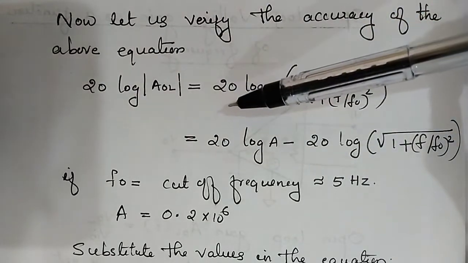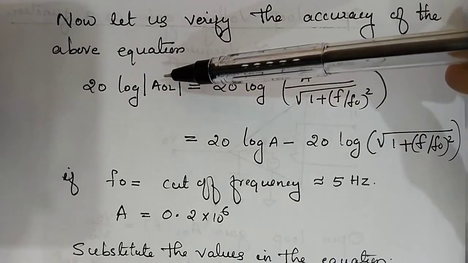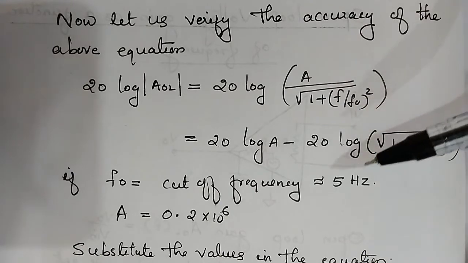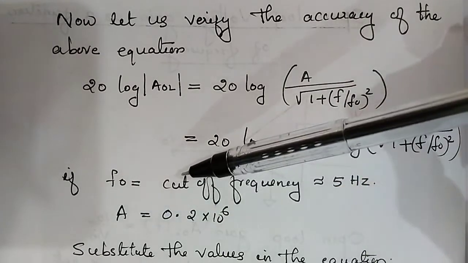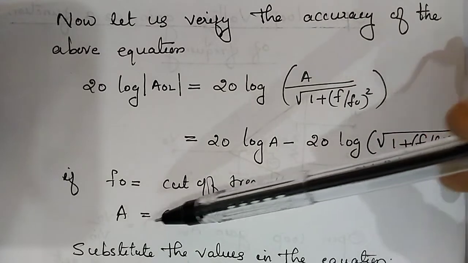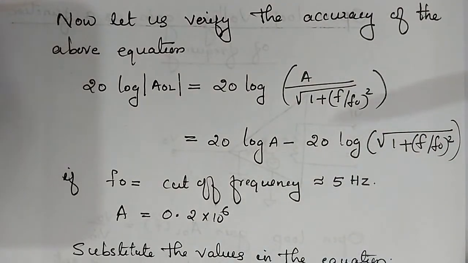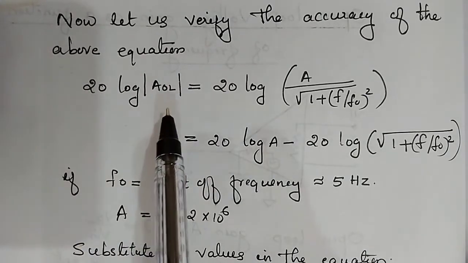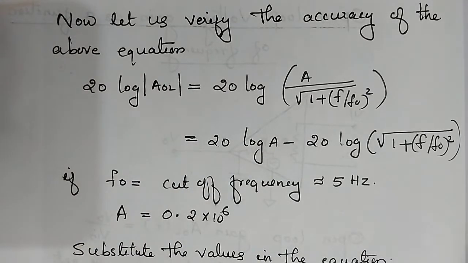So, by using this equation, we can calculate the gain in dB for various frequencies by setting a particular cutoff frequency F0. If we take F0 cutoff frequency is equal to 5 Hz, approximately 5 Hz, and gain A is equal to 0.2 into 10 raised to 6. Then substitute these values, and for various frequencies we calculate the 20 log of AOL or gain in dB for various frequencies. Then we plot a graph with the frequency on the x-axis and gain in dB on the y-axis.